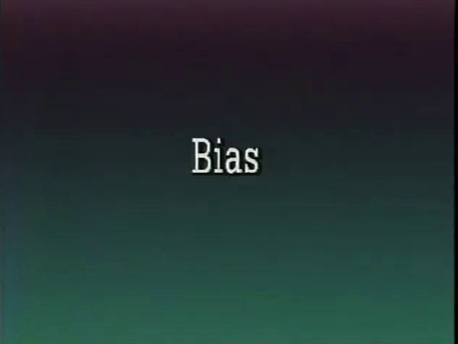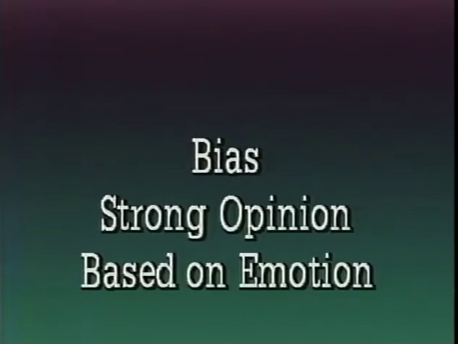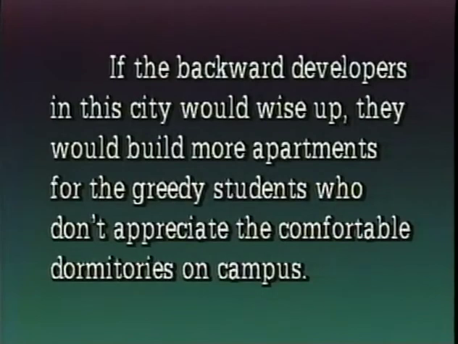Readers can expect to hear more about the housing shortage. Bias. Taking too strong a stance based on your own emotions can cause problems in a paper. A writer who seeks to advance strong opinions without regard to contradictory facts or arguments uses bias, something which does not belong in academic writing. A biased version of the above statement might read something like this. If the backward developers in this city would wise up, they would build more apartments for the greedy students who don't appreciate the comfortable dormitories on campus. Words such as backward, greedy, and comfortable are evaluative rather than descriptive. They lack the sophistication necessary to convey a controversial position.